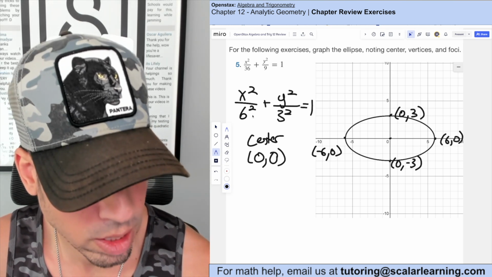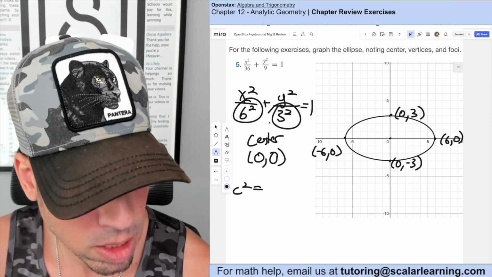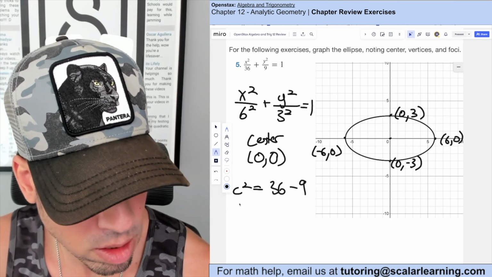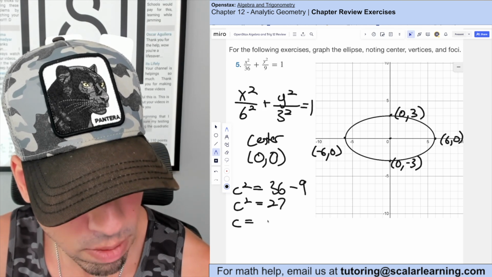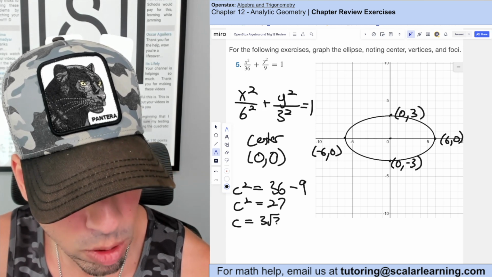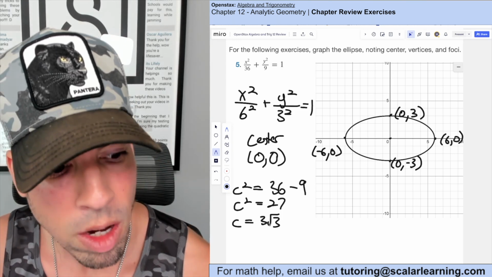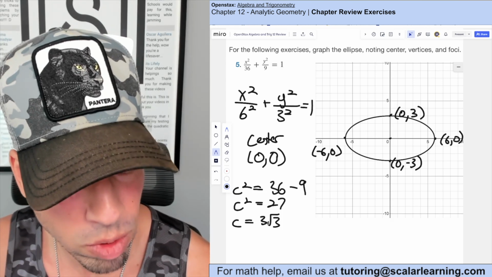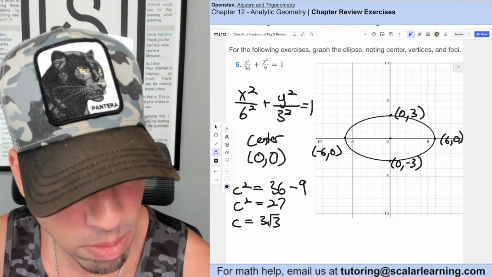So the foci we're going to get by saying c squared is equal to a squared minus b squared, or 36 minus 9, and that is going to be 27. And we can take the square root of 27, and that is going to be 3 rad 3, because you have 3 times 9, 9 is a perfect square, so it comes out as a 3. And the square root of 3 is approximately 1.7, let's say. So 3 times 1.7 is about 5.1, 5.2, something like that.